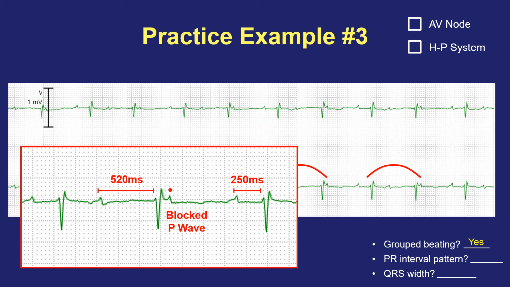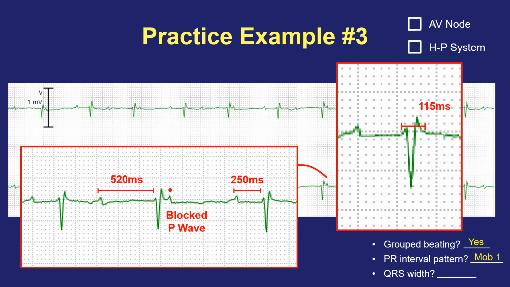Let's look at the PR interval pattern. We found a blocked P wave, and the PR interval before and after is extraordinarily different. This is a Mobitz 1 type pattern. And let's look at the QRS width. It is narrow, on the wide side of narrow, but nonetheless, it's less than 120 milliseconds. So actually, we have all 3 checklist items consistent with AV node level block, which is what's going on here. Not a dangerous pattern, not something we're worried about. You would assess symptoms, see if there are any reversible causes, but not somebody that immediately needs attention or pacing.